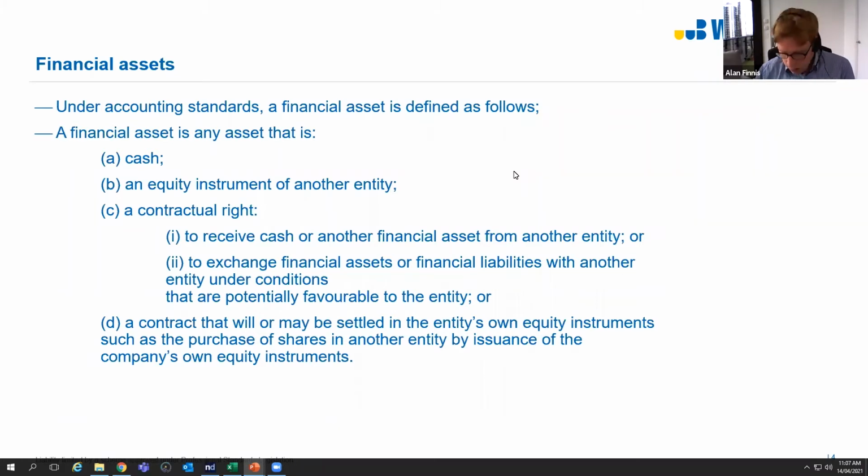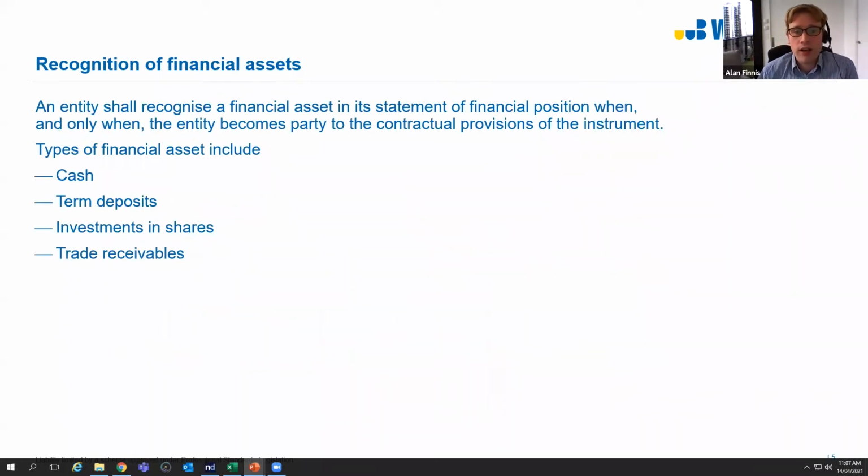Okay, next slide. So, recognition of a financial asset. We should be recording a financial asset in the statement of financial position when the entity becomes party to the contractual provisions of the instrument. So effectively, when we have a contractual right for that asset, we record it as a financial asset. Take the example of a term deposit. If we enter into that term deposit, the date that we enter into it with the bank becomes the date we recognize it.